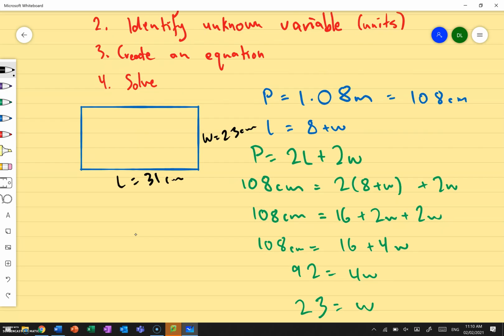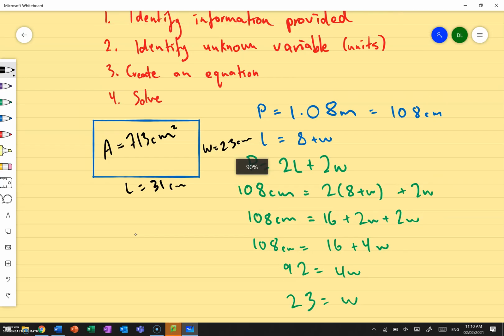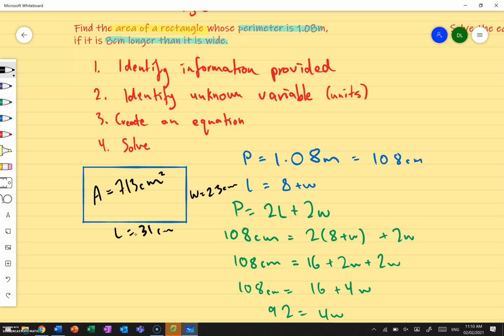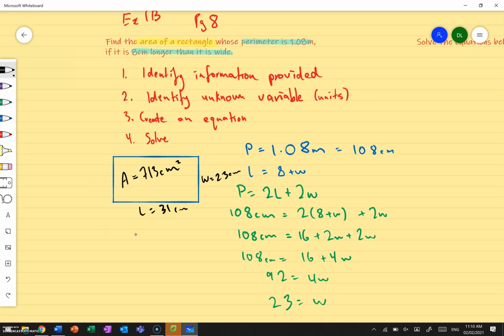And then I find the area by multiplying them. So not perimeter, area is L times W. And I end up with 23 times 31, and I get 713 centimeters squared. Obviously, you're not expected to do that off the top of your head, but that is the path that we followed. Do I have any questions on that one? Does this just seem like a little bit of an extension of what you guys did last year? Or does it seem very different? Very different? No? Okay.